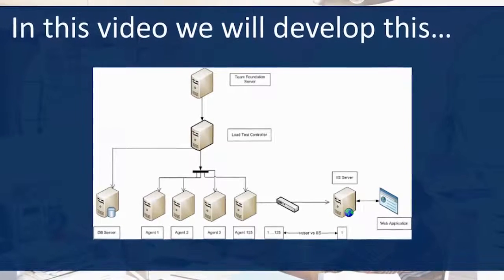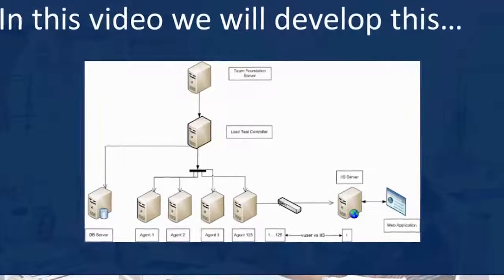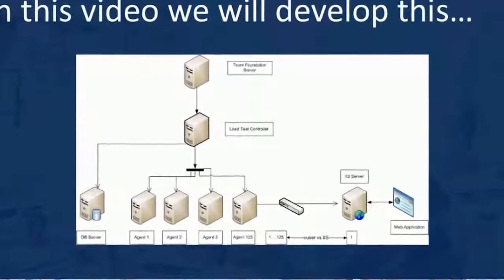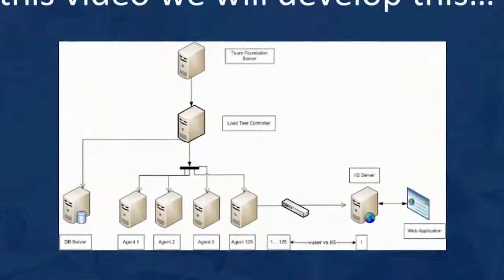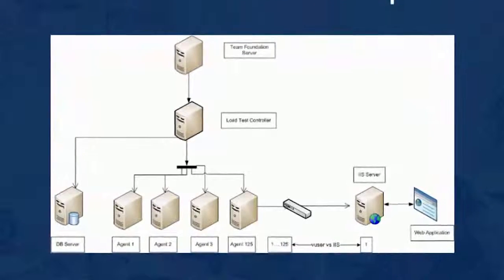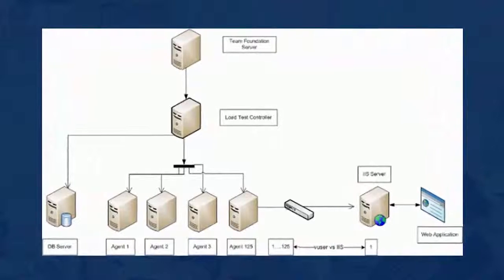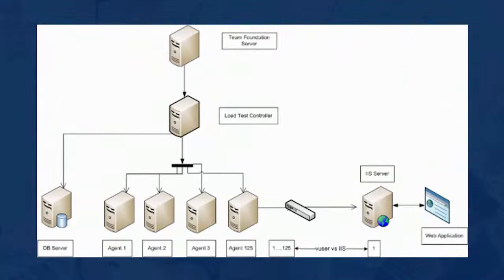This diagram here is an example of what a test lab would look like, in this case connected to a Team Foundation Server with a controller and, in this case, 4 agents and a separate database server connecting to some test target, which in this case is a web application, just like the Microsoft Dynamics NAV web client. So it's very similar to what we're setting up here.